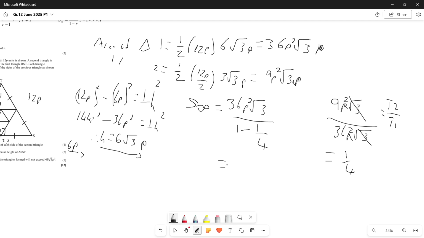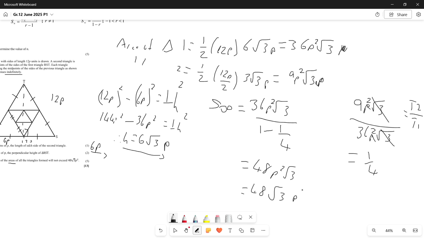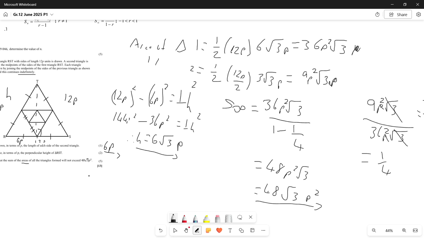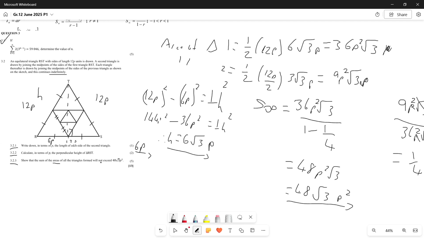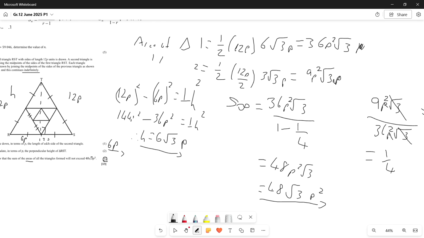So at this stage, we can just simplify 36p squared root 3. We want the root 3, we want the p squared, which just means I need to simplify the bottom denominator with the 36, and that should give us 48 over there. And 36 divided by 1 minus 1 over 4 does give us 48p squared root 3, or I can just write it differently, which means we have 48 root 3 p squared. And this means this is our final answer, because we showed that the sum of the areas of all the triangles formed will not exceed this value. And it doesn't exceed this value, so we just earned another 5 marks there.